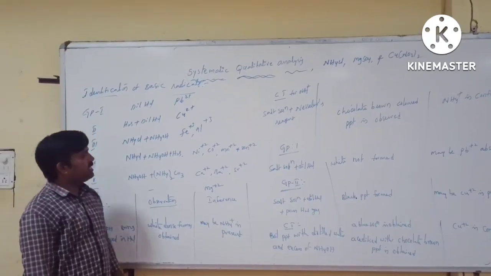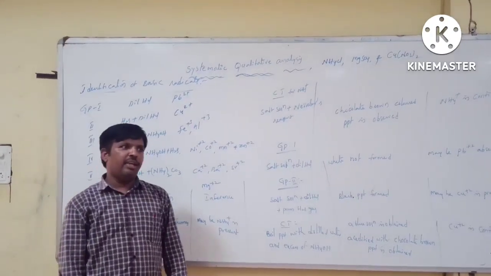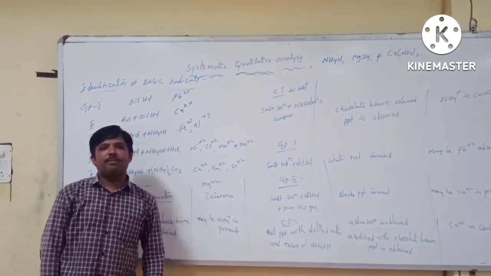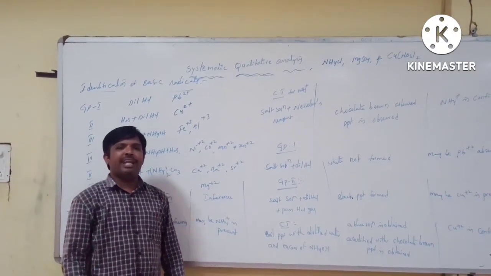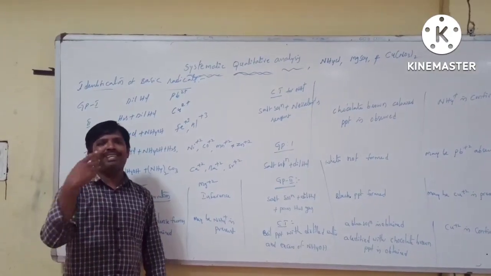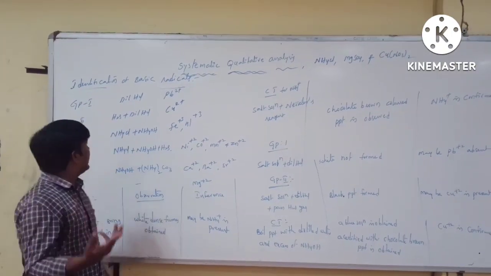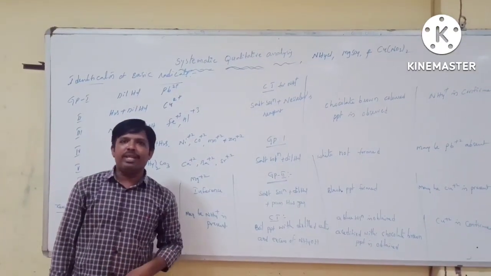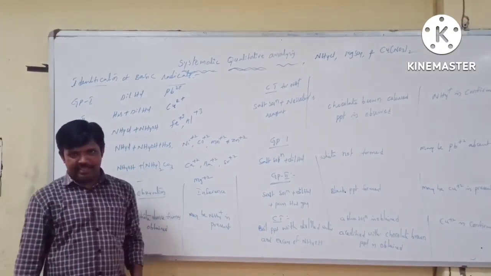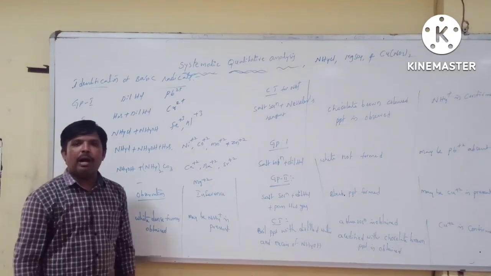Then the identification of basic radicals. Already we explained why they are called basic radicals. During salt formation, the cations come from bases. That's why they are called basic radicals. The cations are mainly classified into six categories, group 1, 2, 3, 4 up to 6.